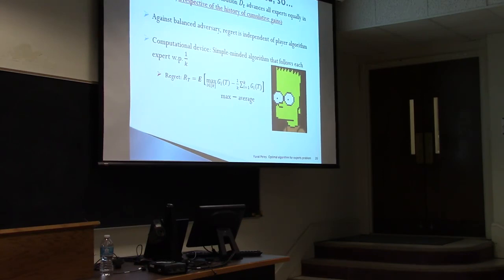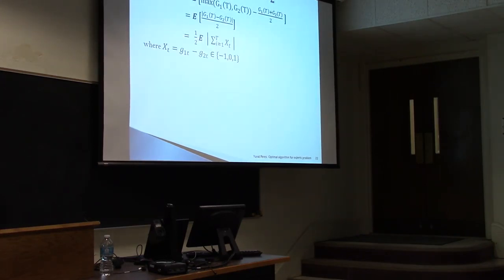It's the max of the gain process minus the average. The reason the player would not want to use this strategy is that if he did, he would be punished by an unbalanced adversary. But if we're just assuming a balanced adversary, we can use this as a computational device. So the regret is the max minus the average. Now let's go back to the case of 2. If we take the max of 2 numbers minus the average, that's just the expectation of G1 minus G2.